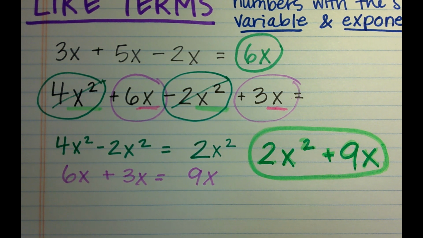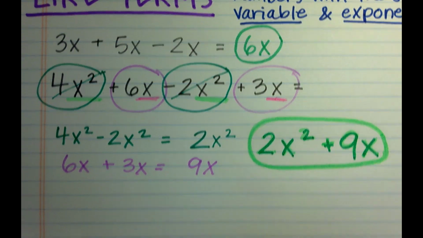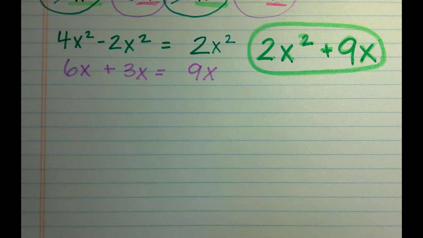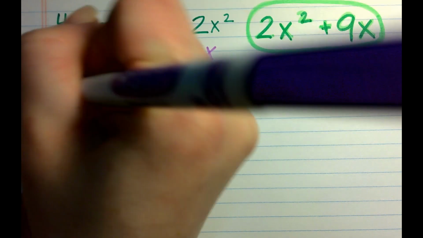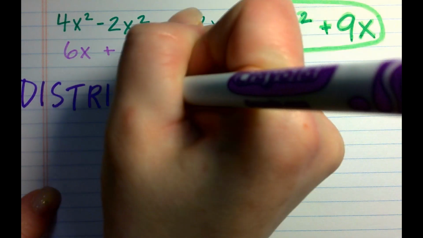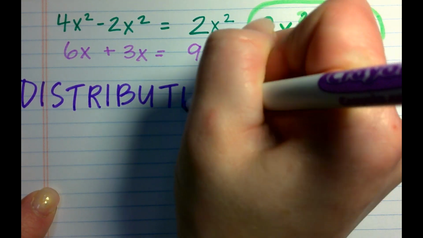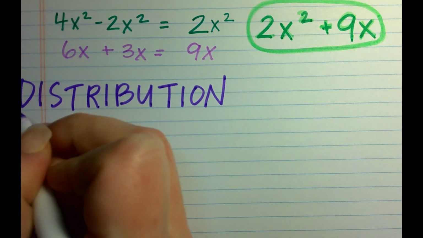Okay. So this is our review of like terms. Two terms are like terms and can be combined if they have the same variable and exponent. Okay, both have to be the same. That is important. So next, we're going to do a quick little review of a very fun property. This is called distribution.